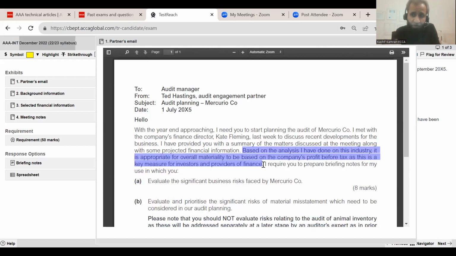How would you demonstrate this? How would you put this in? How would you calculate this? How many marks will you get for this? Where to place this in the briefing note? All such things will be addressed on day 3 of the webinar.